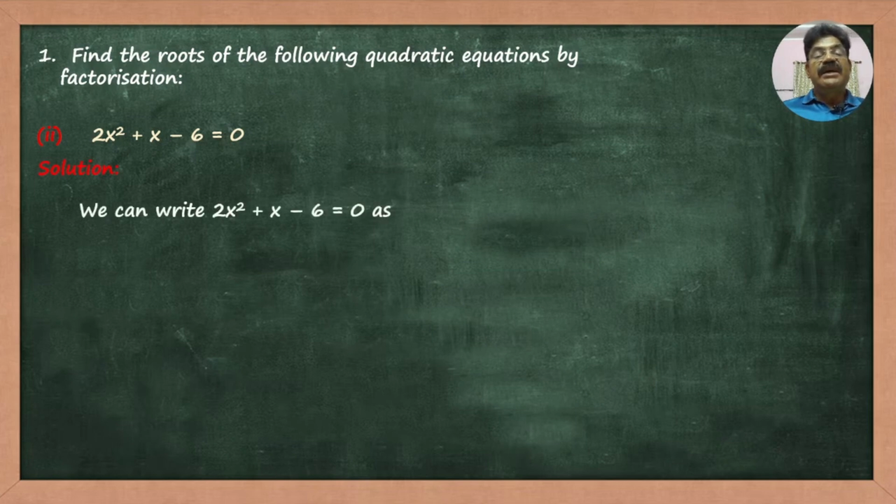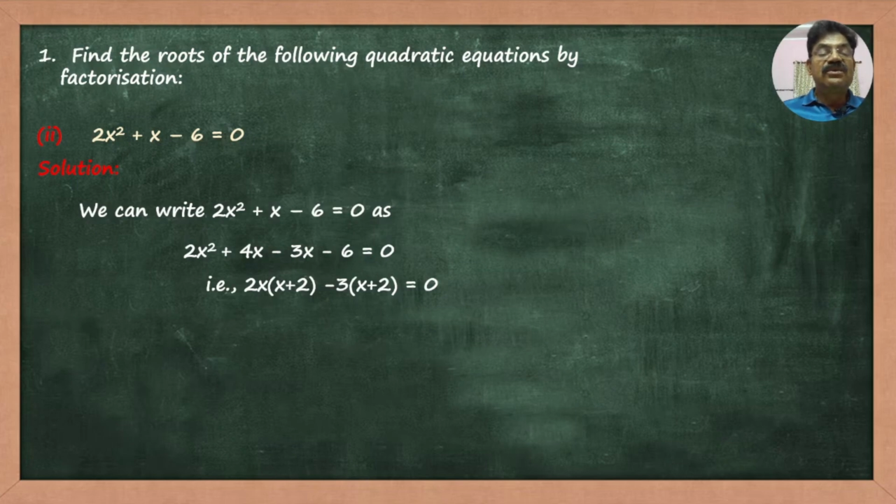Now 2x square plus x minus 6 is equal to 0 can be written as 2x square plus 4x minus 3x minus 6 is equal to 0. So in the first two terms 2x is common. Therefore, we will be left with x plus 2. In the last two terms, minus 3 is common. Therefore, the given quadratic equation can be written as x plus 2 into 2x minus 3 is equal to 0.